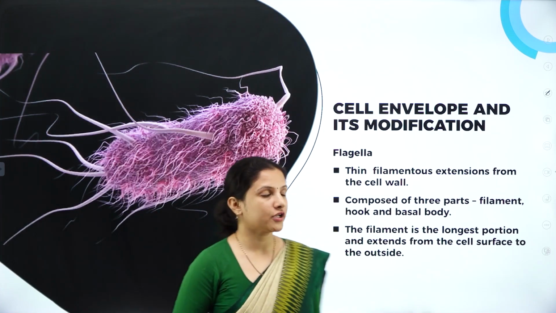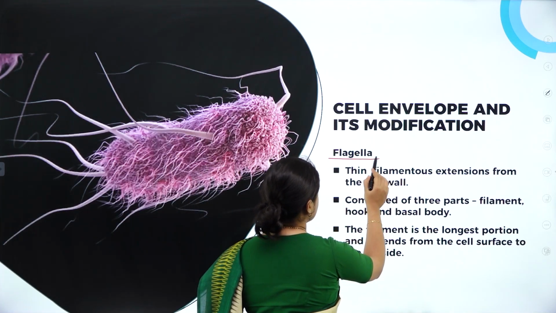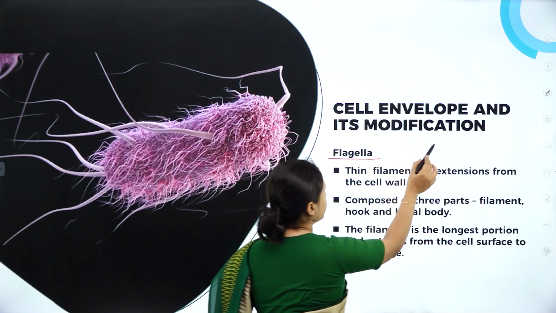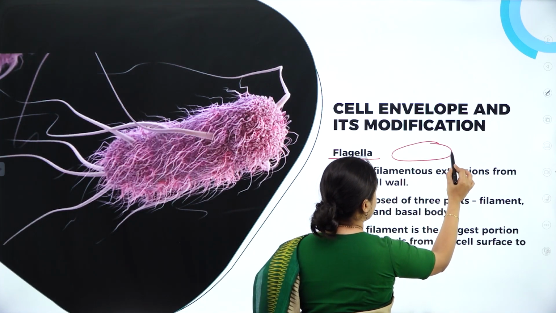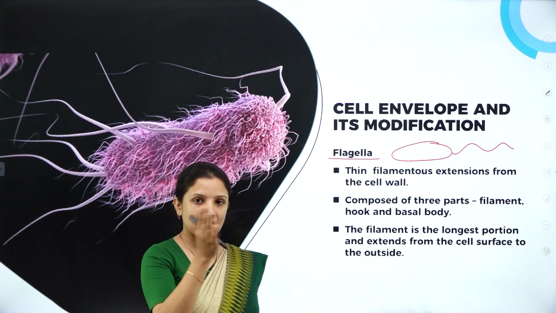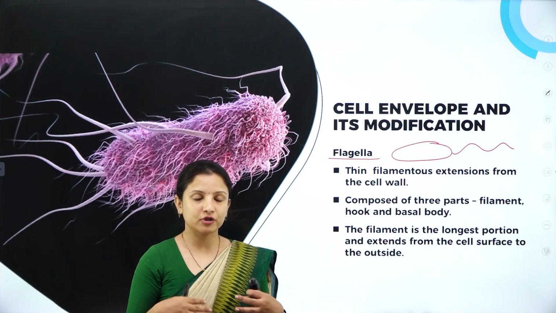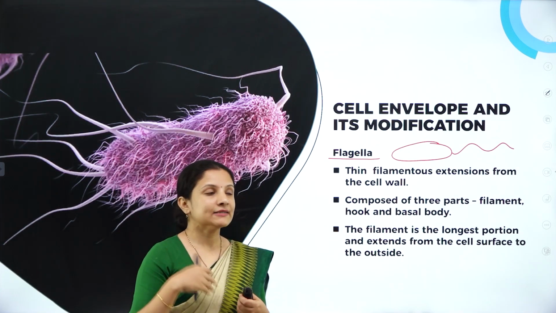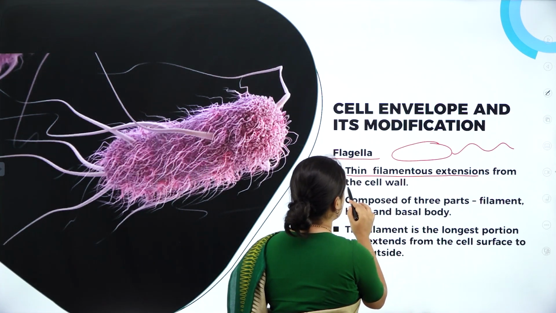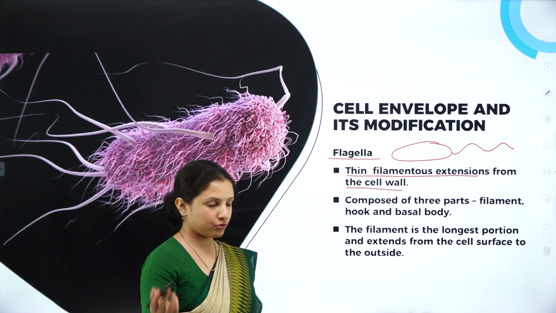Moving on to the next modification. Some of the bacteria which are motile have flagella. Flagella are whip-like structures. Say, for example, if I draw a rod-shaped bacteria here, they will have a whip-like structure like this, which is called the flagella. And the flagella acts like a locomotory organ, like how we have legs for us to move from one place to another, right? In the same way, bacteria use these thin filamentous extensions from the cell wall, called flagella, to move from one region to another.